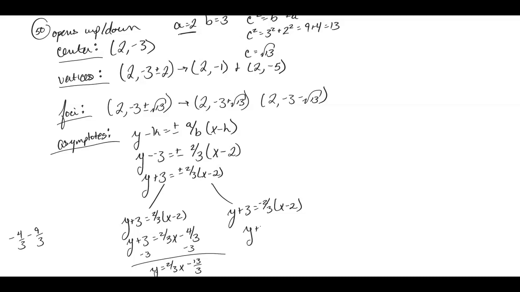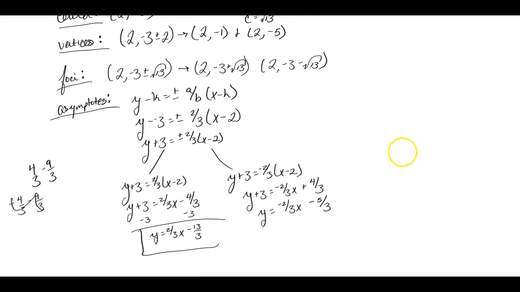Here, distribute. So this is going to become a positive 4/3. So notice we're going to have a positive slope and a negative slope. And that's going to happen with both of the asymptotes. So we're going to subtract 3 from both sides. So we have 4 over 3 minus 3, which is 9 over 3. 4 over 3 minus 9 over 3 is a minus 5 over 3. So there's our two pieces.